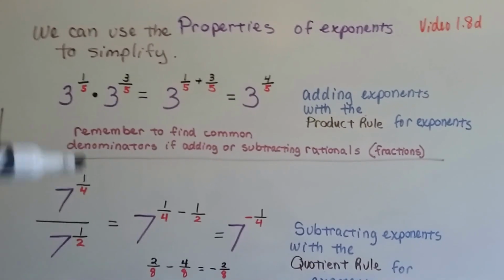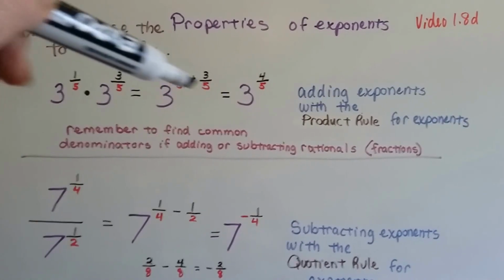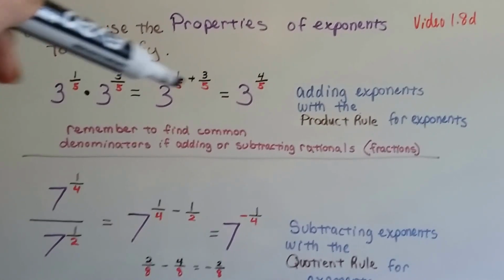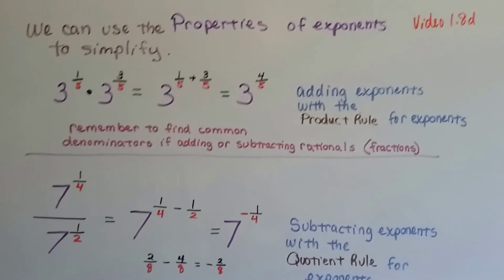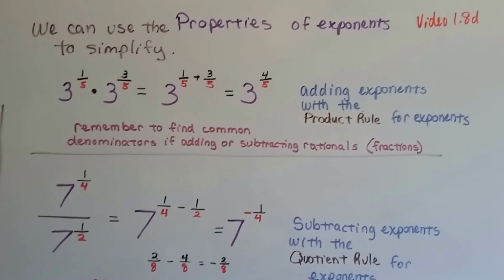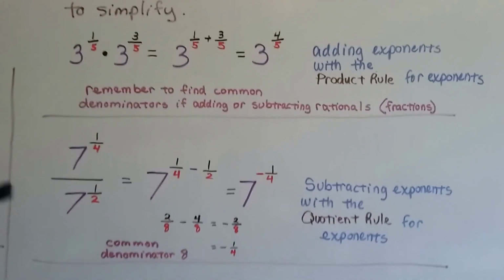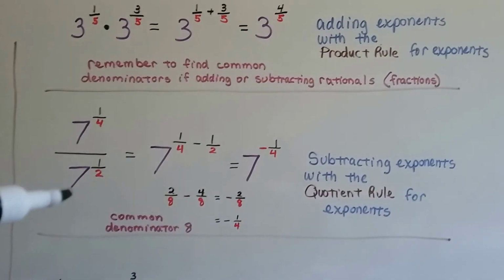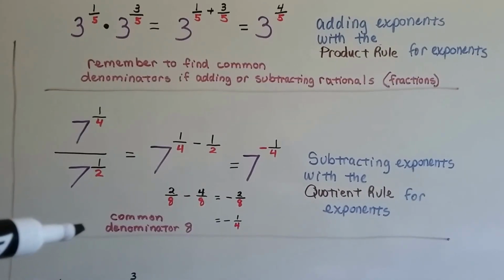So just remember, if you have to find common denominators for these rational exponents, just do it when you're adding or subtracting them, okay? Because that's what we do with fractions, right? Remember, fractions are little division problems.